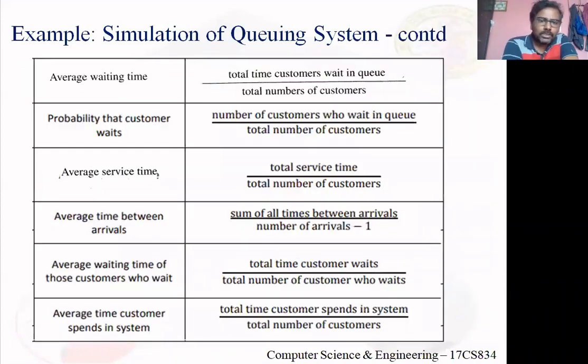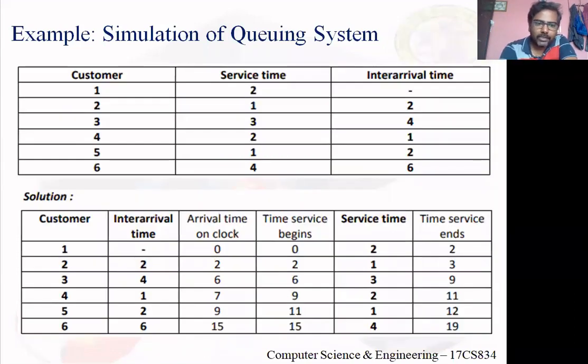So average time between arrivals. See, average time between arrivals is nothing but average inter-arrival time. So in this you have inter-arrival times, right? What are those? 2, 4, 1, 2, 6. Second column, inter-arrival times. Sum those 5 inter-arrival times. Divide by what? 6 or 5? It should be divided by 5 because 1 less, right? Of course, there are 6 customers, but how many inter-arrival times are we given? 5 inter-arrival times.